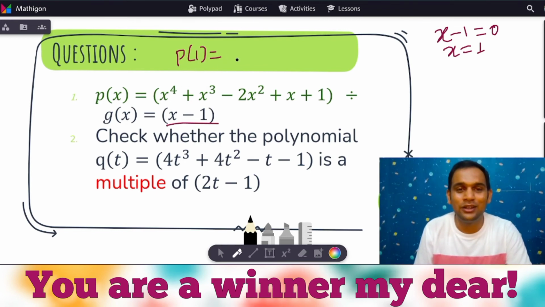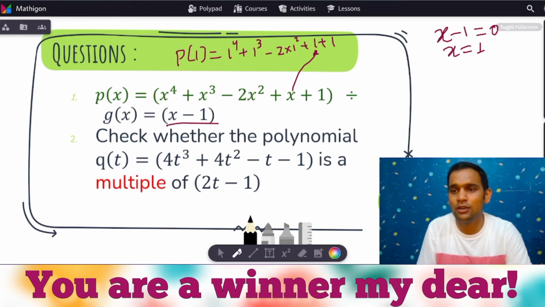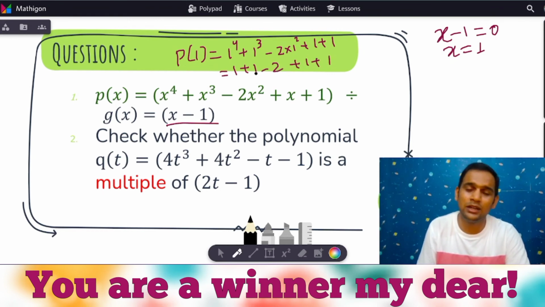So p of 1, so instead of x, we are substituting 1: 1 to the power 4 plus 1 to the power 3 minus 2 times 1 square plus 1 plus 1, because x is substituted with 1. Yes, I hope that's clear. And then 1 to the power 4 is 1, plus 1, minus 2, plus 1, plus 1. So 1 plus 1 is 2, 2 minus 2 is 0, plus 1 is 1, and then 2.